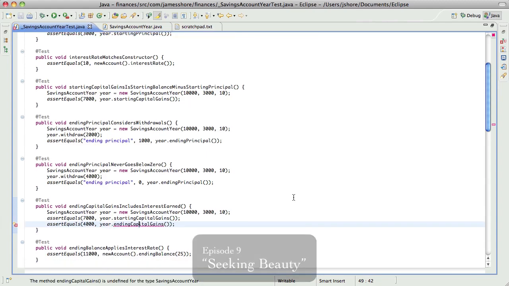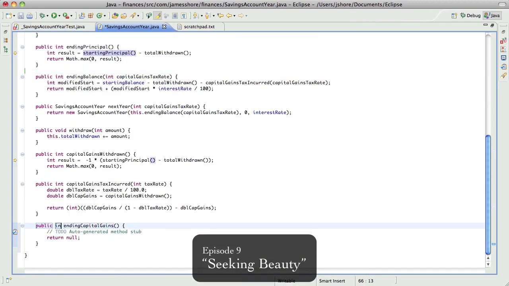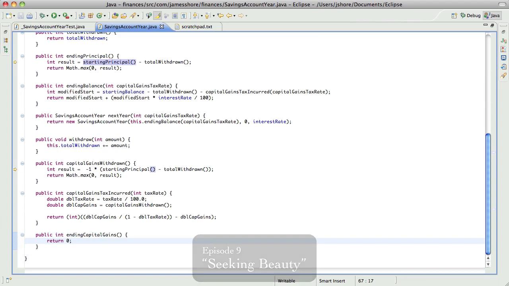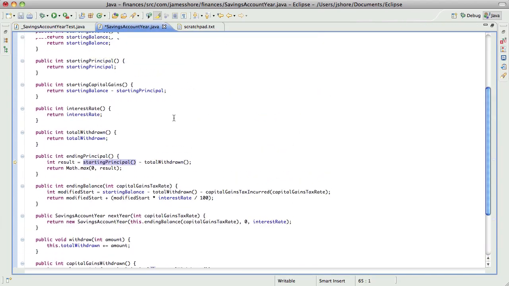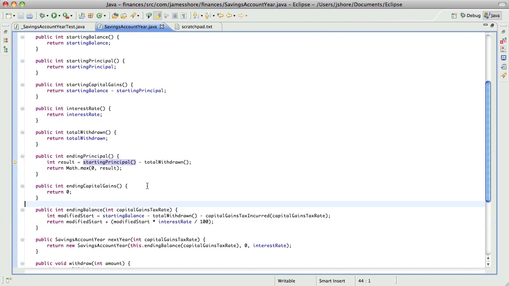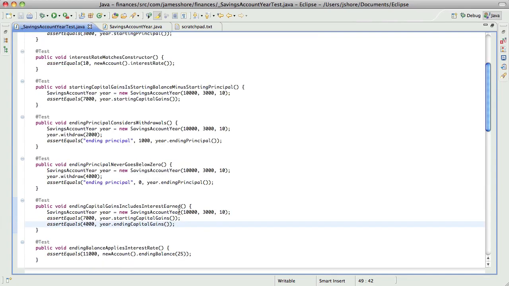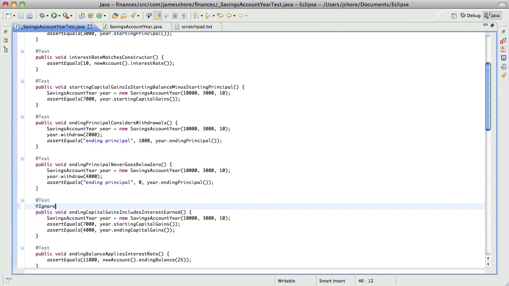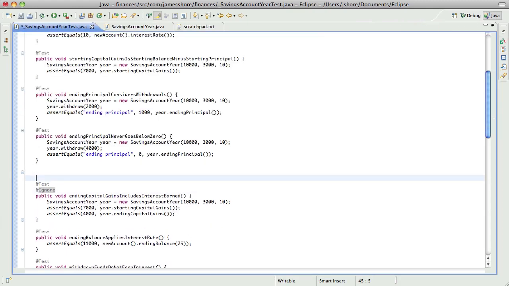All right, can I stop here? So that's failing, so 4,000, 0. And how do we want this to work? Well, the ending capital gains should be starting capital gains plus the interest earned. I think I might actually like to explicitly call out the interest earned over the course of the year. Let's write a test around that.